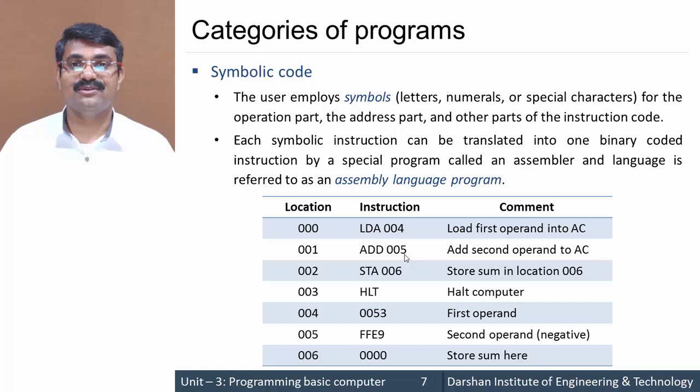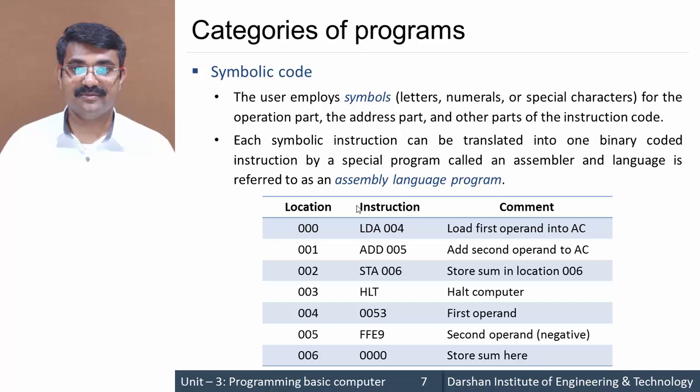Now this is very much understandable by human beings, because we have introduced the symbols. So LDA, load accumulator, add, addition, STA, store the content of accumulator, halt the computer. So likewise. Now the question arises, what can we do? We need some program which converts this assembly language code, which we are writing on paper, into binary. After writing it on paper, we provide it to a computer through an editor, and that computer will translate the assembly code to the binary code. And the program required for performing this translation is termed an assembler, which we will come across later on. So the assembly language program is another category.